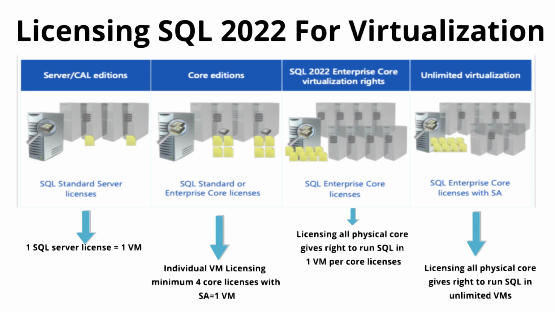Here, if we license all the physical cores of the Enterprise edition, we get to run one virtual machine per core license. For example, if we have 16 core licenses, we can run that on 16 virtual machines. And lastly, if you have SQL Enterprise core licenses with software assurance, you can run your virtual machines on unlimited numbers of instances.